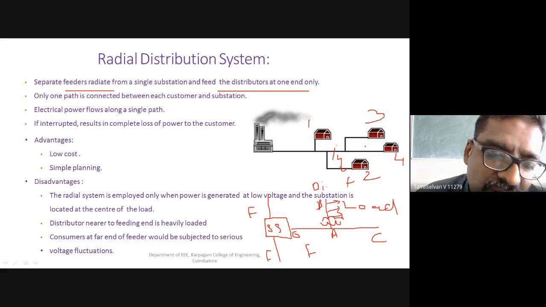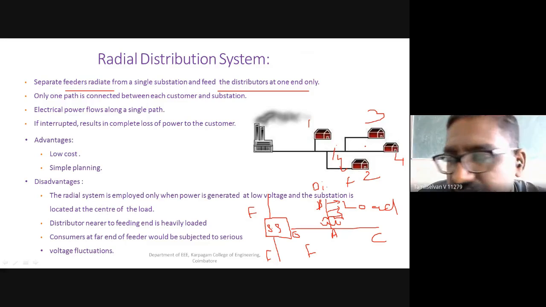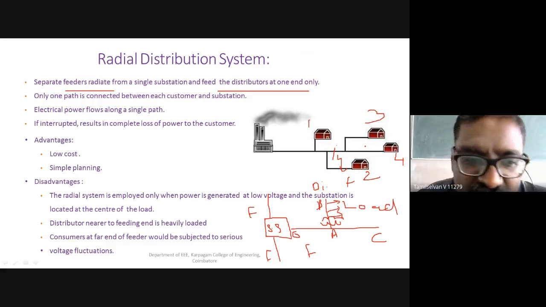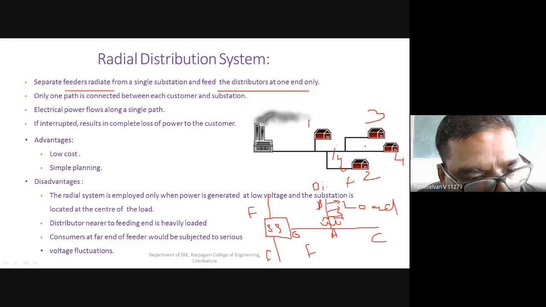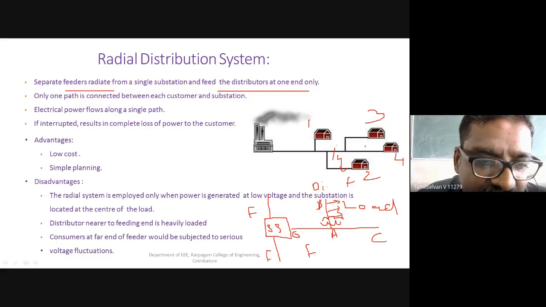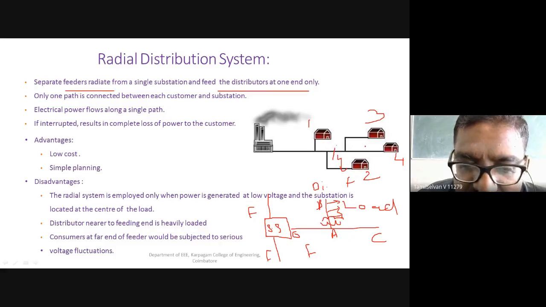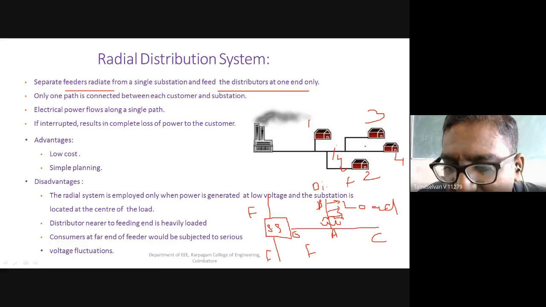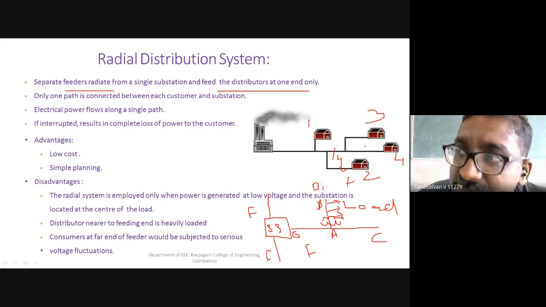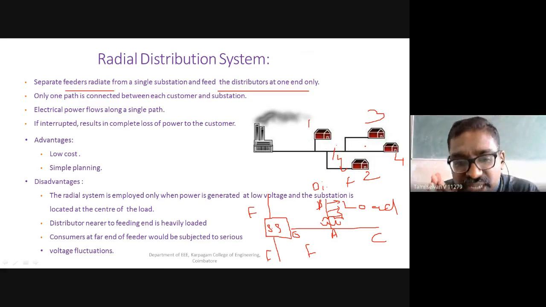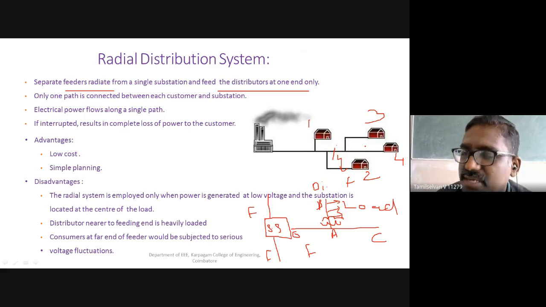But one of the main advantages of the radial distribution construction is that it is low cost and simple in planning. On the disadvantages side, the power should be at low voltage and the substation should be located near to the load.